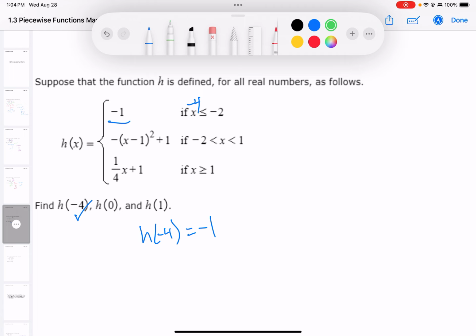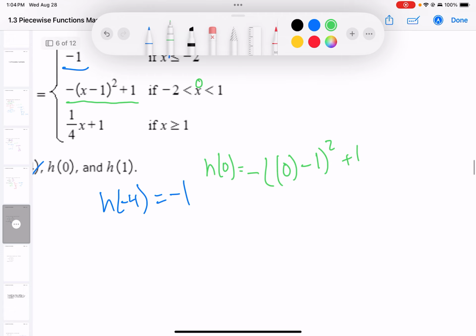All right, so now let's go green. I got 0. Let's plug in a 0. Is 0 less than or equal to -2? No, that's not right. What about this one? -2 is less than 0, which is less than 1. Yep, that's the one we're going to be using here. So I got negative, then I got 0, and I always like to put what I'm substituting in its own parenthesis. Square that, plus 1. And this is our h of 0.